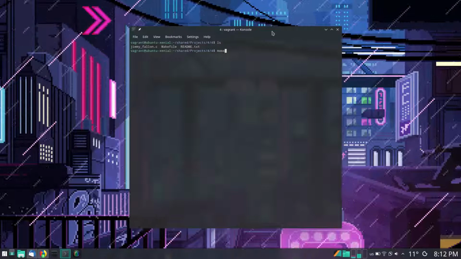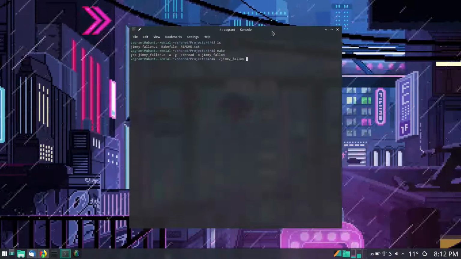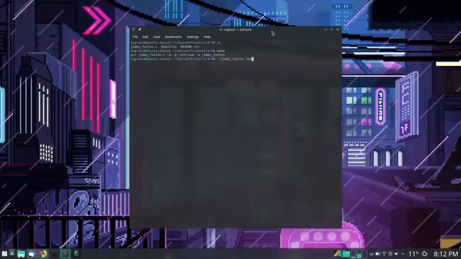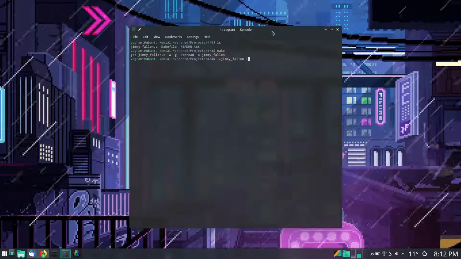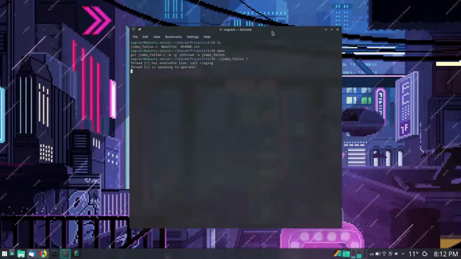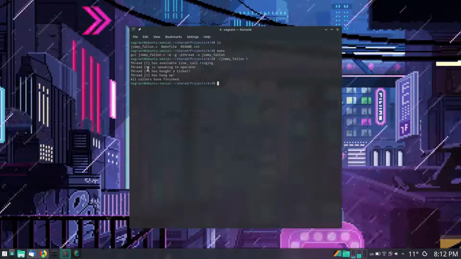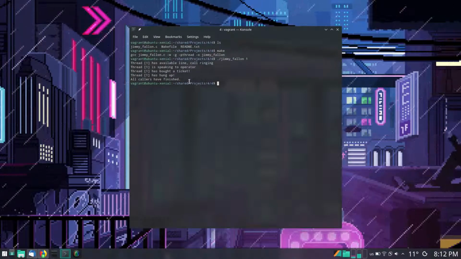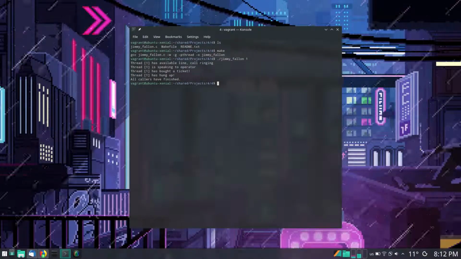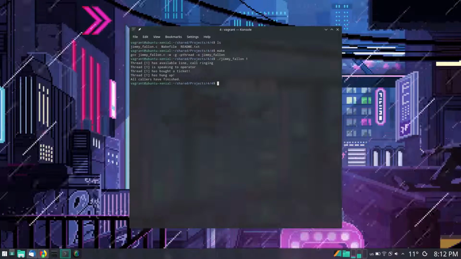First I'll just begin by compiling it, and basically the way it works is you just specify the amount you want to simulate. So if we just simulate 1, you'll see it going through the routine where it calls, speaks to an operator, buys a ticket, hangs up. Of course, since it's only 1, it's not really constrained by the number of lines or operators.